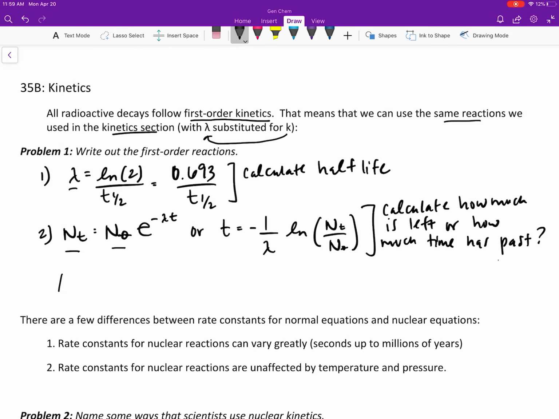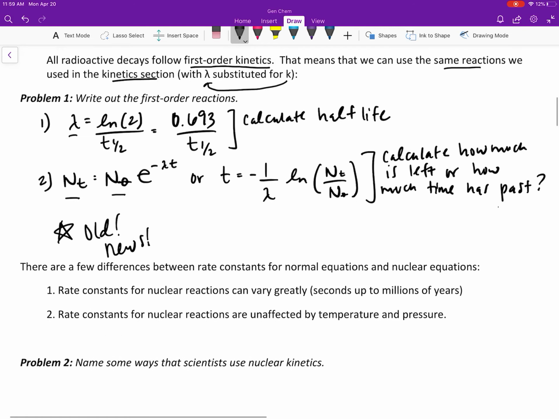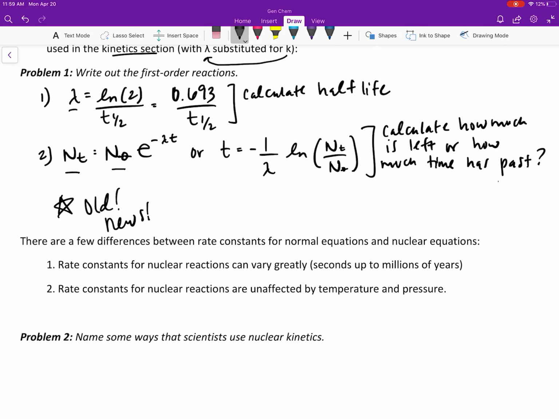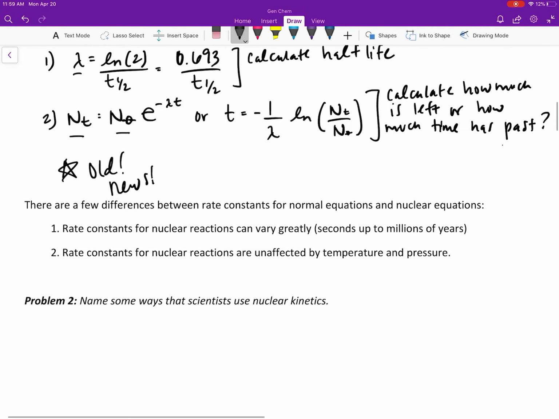Okay, so these are old news. The only thing is we're not going to use k, which is the rate constant. We're going to use this lambda, which is going to be the nuclear decay constant.